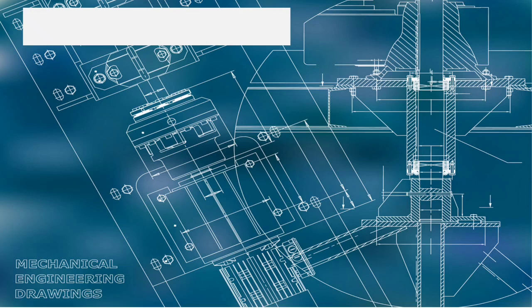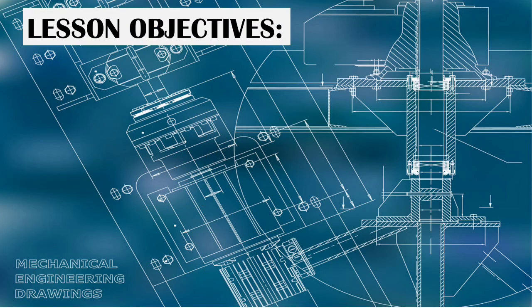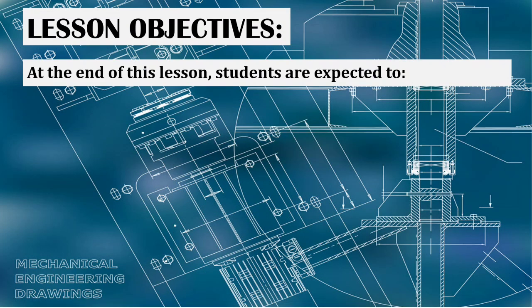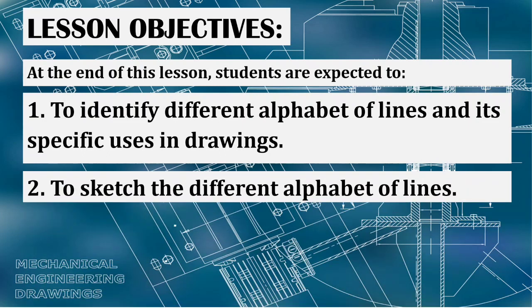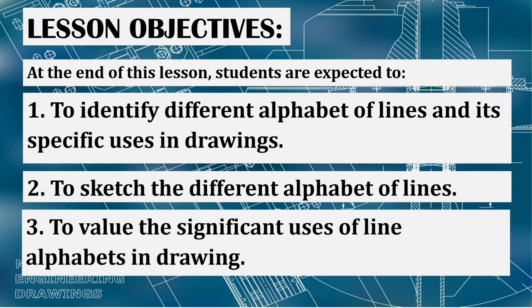Before we proceed with our discussion, let me cite first our lesson objectives. At the end of this lesson, students are expected to identify different alphabet of lines and its specific uses in drawings, sketch the different alphabet of lines, and lastly, value the significant uses of line alphabets in drawing.